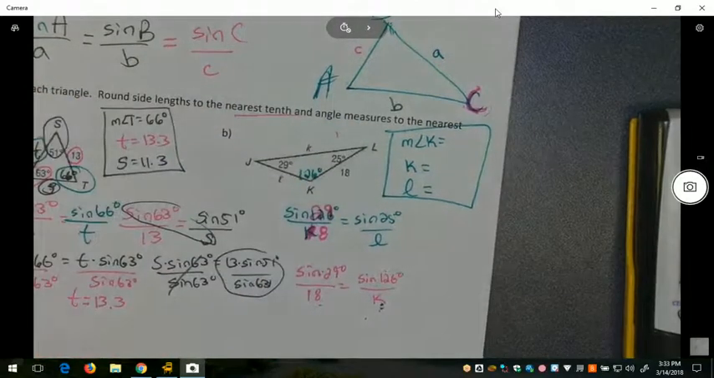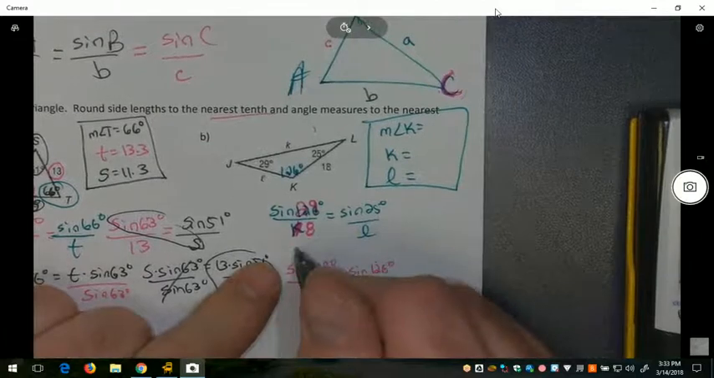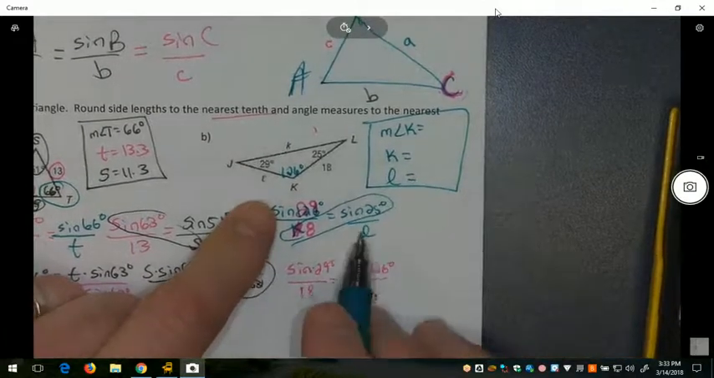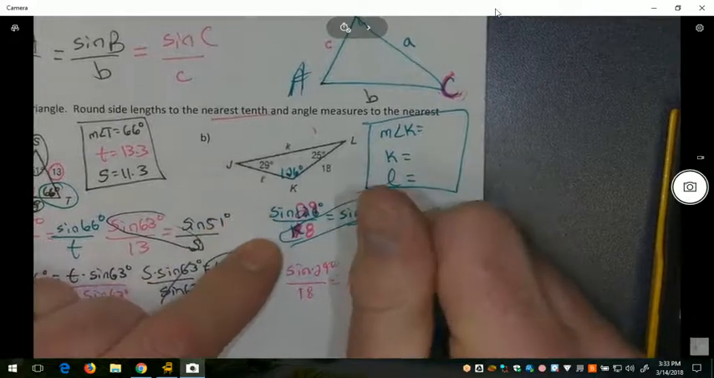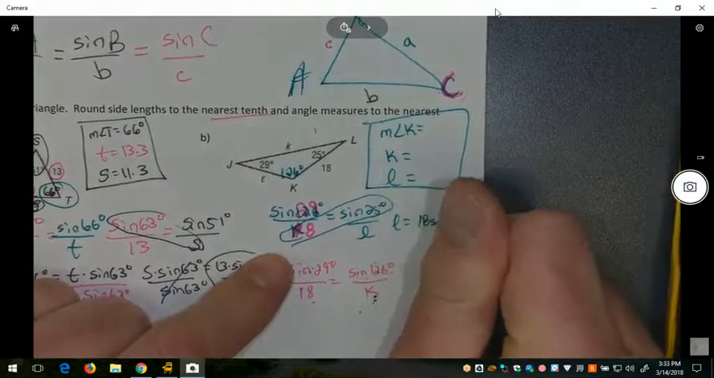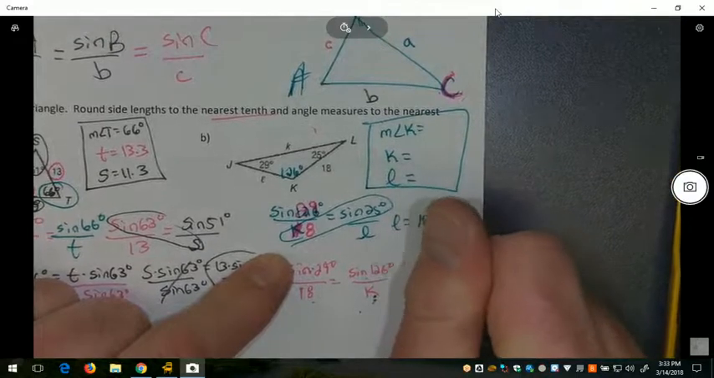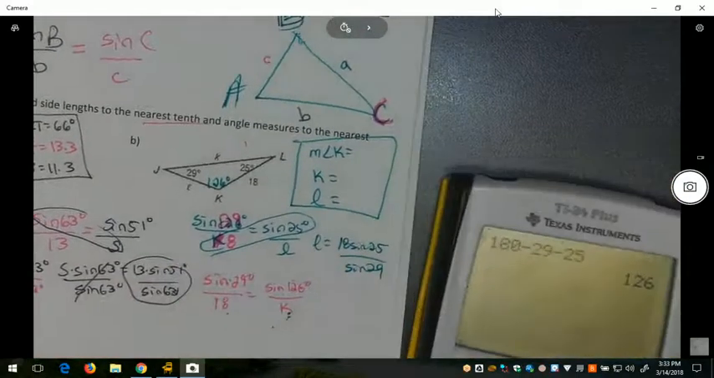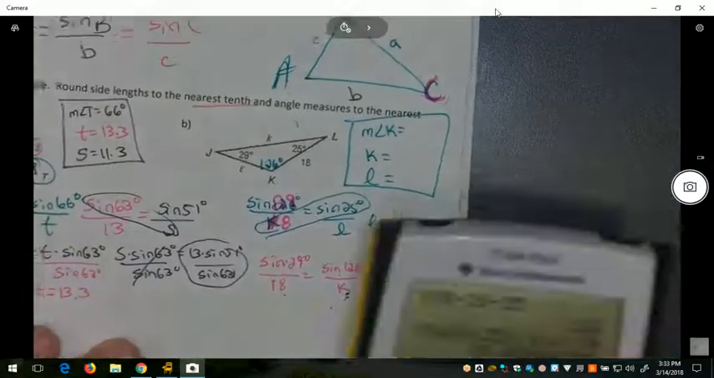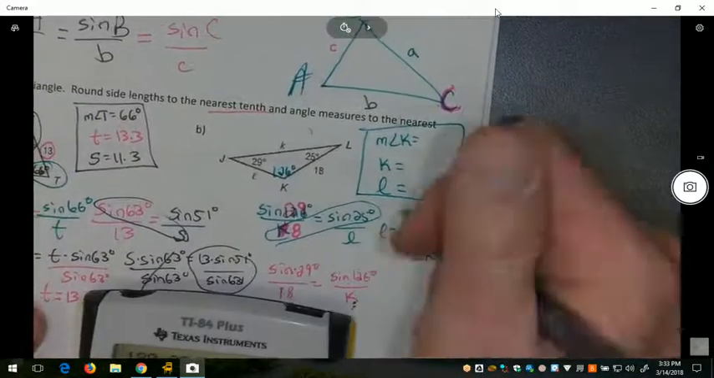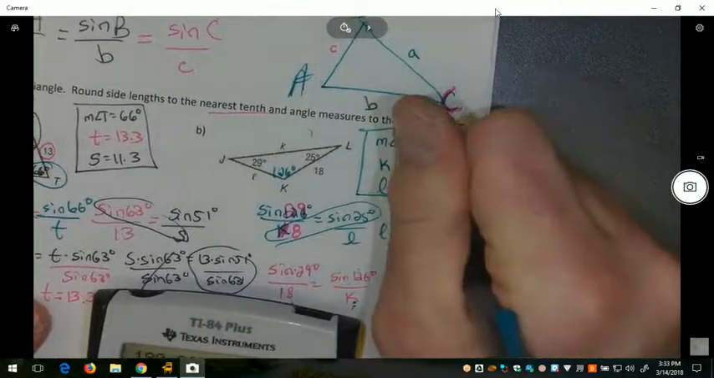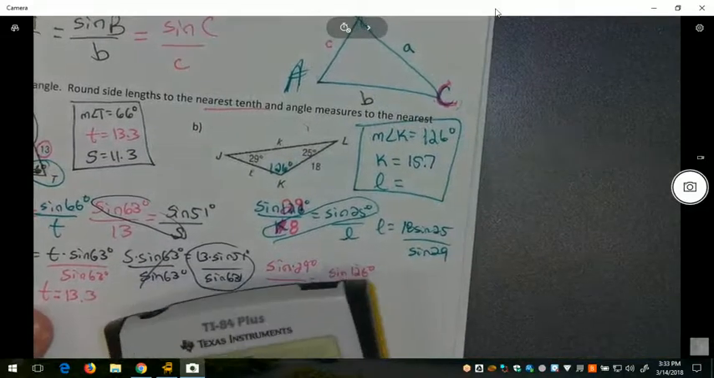Sine of 29 over 18 equals sine of 25 over side L. Cross multiply, these two will be multiplied, so we'll have L times sine of 29, so I have to divide by sine of 29 to solve for L. So we'll have 18 times the sine of 25 divided by the sine of 29. This gives us 15.69, which is roughly 15.7. And we'd already found the measure of angle K to be 126 degrees, so I'll put that there.